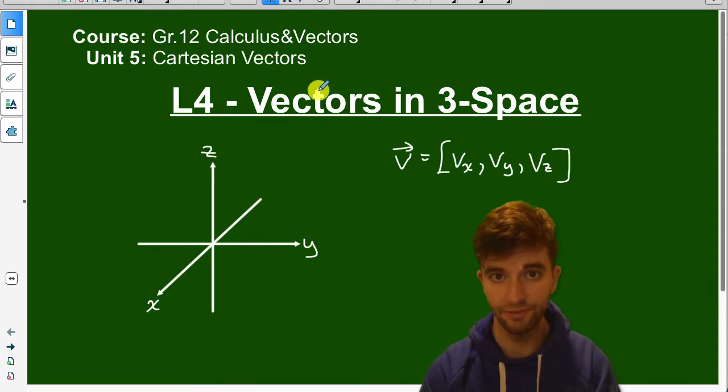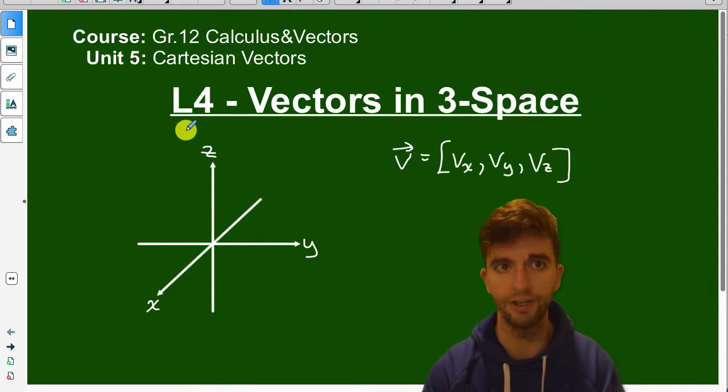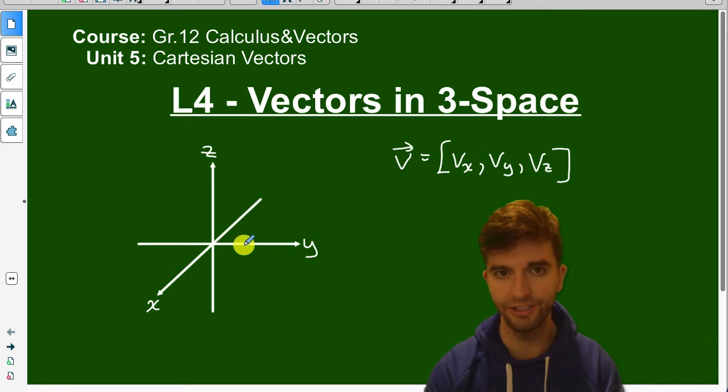So this lesson is lesson 4, Vectors in 3 Space, from the grade 12 Calculus and Vectors course, and it's the 5th unit, Cartesian Vectors. So like I said, in this lesson we're going to learn how to do algebra with vectors in 3 dimensions.